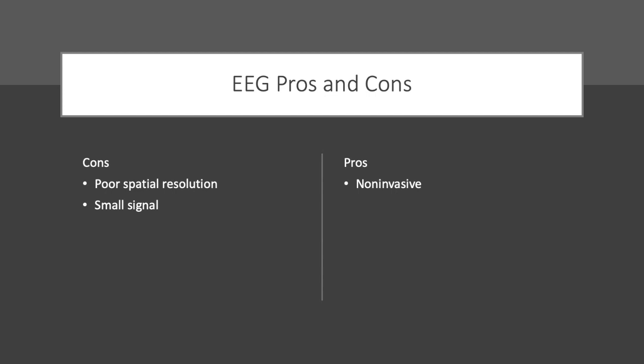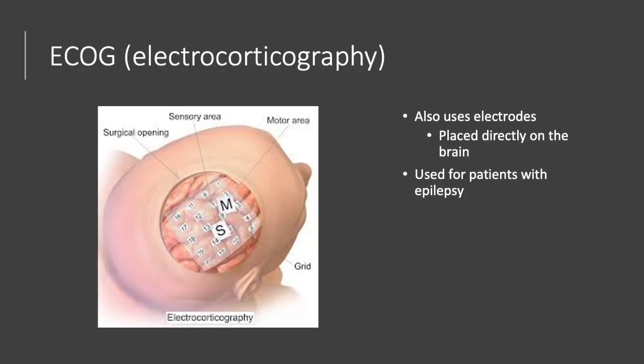Unfortunately, since these electrodes can't single out exactly which neurons are firing, we get very poor spatial resolution. Also, the signal is small because we're trying to catch the electrical signal all the way through your skull and scalp. Our second imaging technique that measures electrical signal is called ECOG, or electrocorticography.